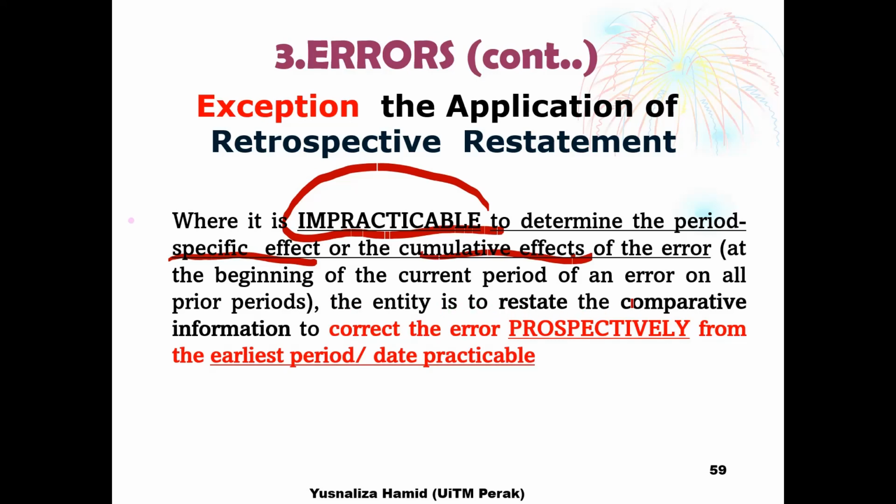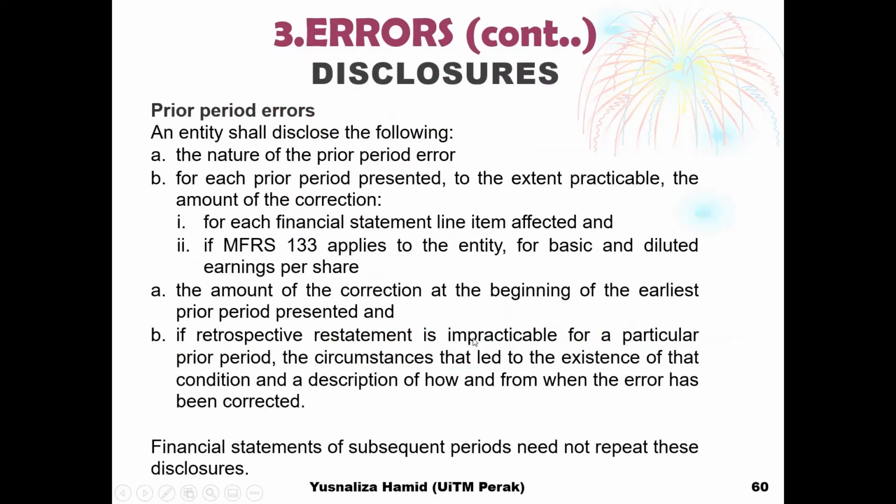the entity is to restate the comparative information, and the error can be corrected prospectively from the earliest period or date that is practicable. To trace for the last 7 years might not be practicable. Let's say you can trace just for the last 3 years, so you will just assume the earliest period is the last 3 years, and you will adjust them prospectively. So these are some disclosure requirements for the error. So you have put this into the prior period error disclosure requirement.